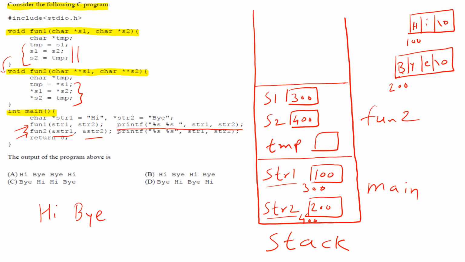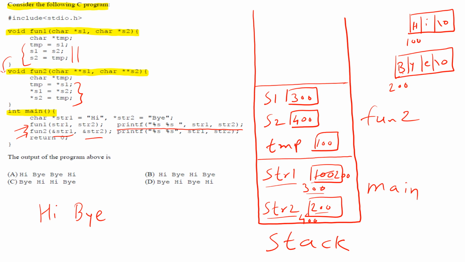Now temp is assigned *s1. So temp will get the value of *s1. What is s1? s1 is 300. So *300 means the value at address 300. The value at address 300 is 100. So tmp would be 100. The next statement is *s1 assigned *s2. So let's evaluate *s2. What is s2? s2 is 400. *400 is 200, right? So this 200 should be copied into *s1, meaning the value at address 300 should be 200. This means that str1 will start referring to bye.